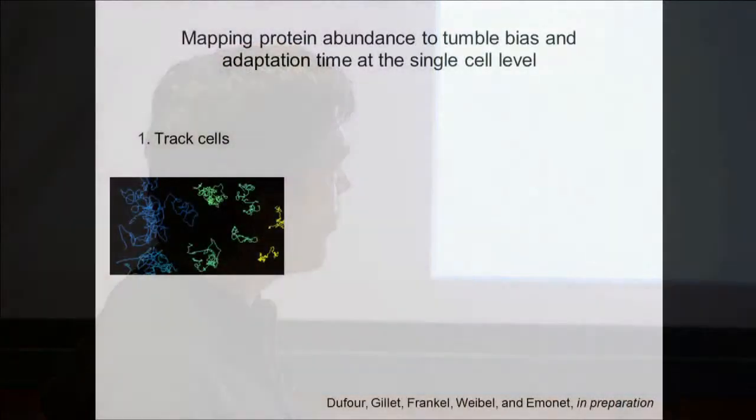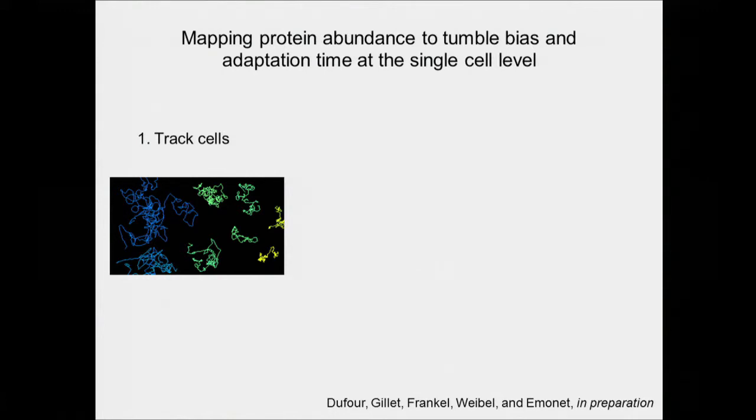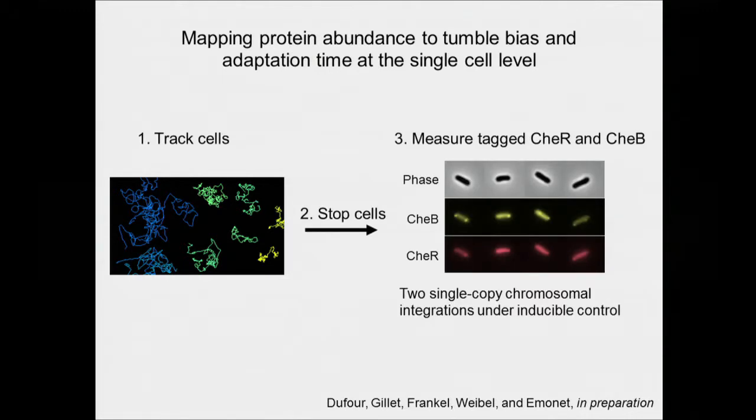One of the things that we developed as part of this grant is a way of relating the performance, the behavior basically, to the molecular mechanics measured inside individual cells. So you want to map these two things at the single cell level. Here we developed a system to track the cell, then we stop them, and then we can measure fluorescence inside each individual cell that we tracked. And here we fuse CheR and CheB, these two memory enzymes, the enzymes that mediate the memory, to different fluorophores. By doing that, we map the behavior, this phenotype, to the protein level.